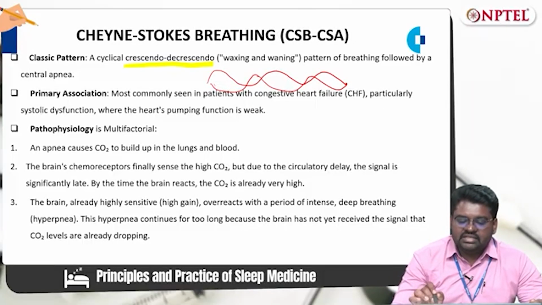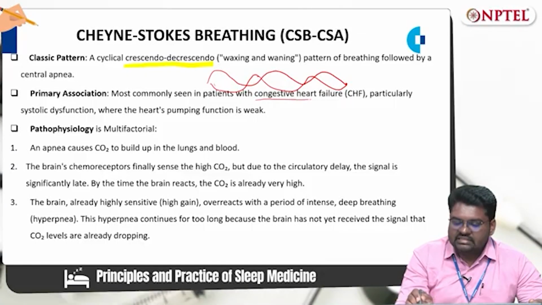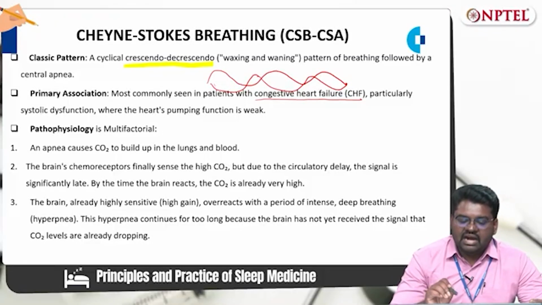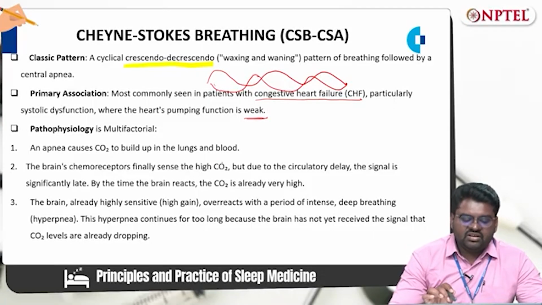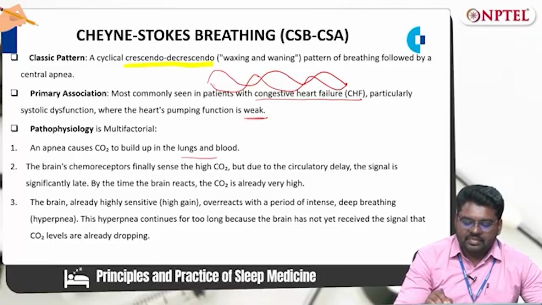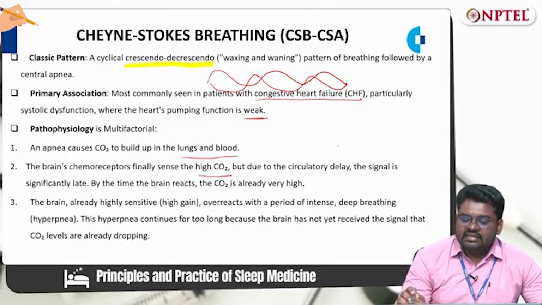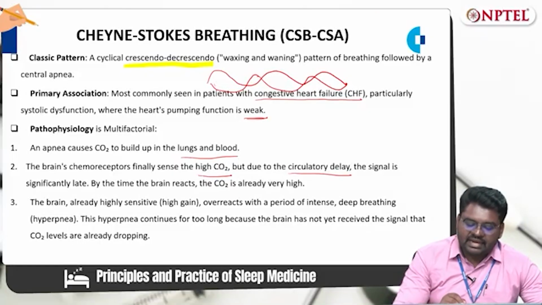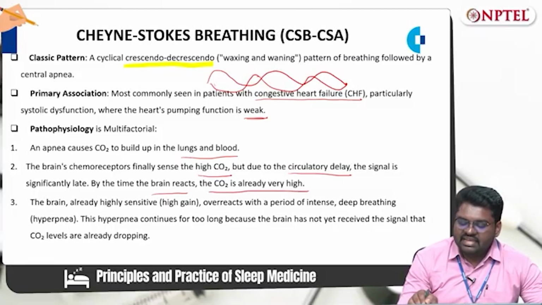The primary association is most commonly seen with congestive heart failure patients, particularly systolic dysfunction, where the heart's pumping function is weak. So what is the pathophysiology? An apnea causes CO2 to build up in the lungs and the blood. The brain chemoreceptors finally sense the high carbon dioxide, but as the patient has congestive heart failure, there will be a circulatory delay. The signal is significantly late. By the time the brain reacts, the carbon dioxide is already very high.